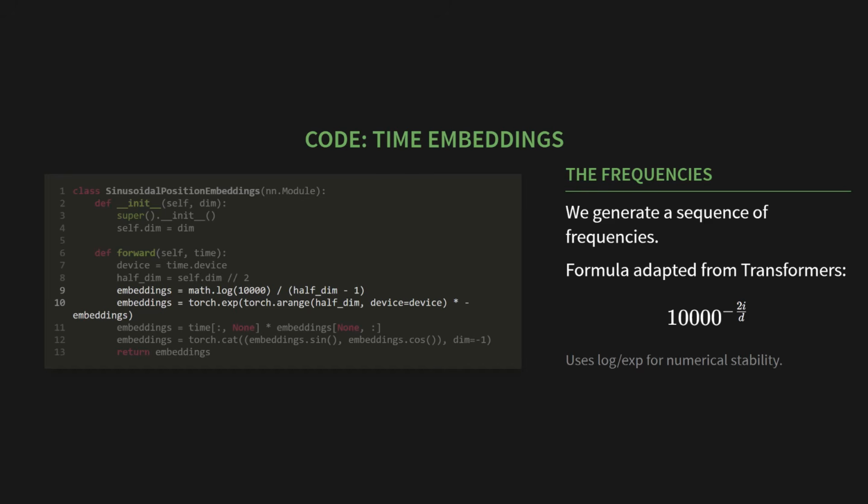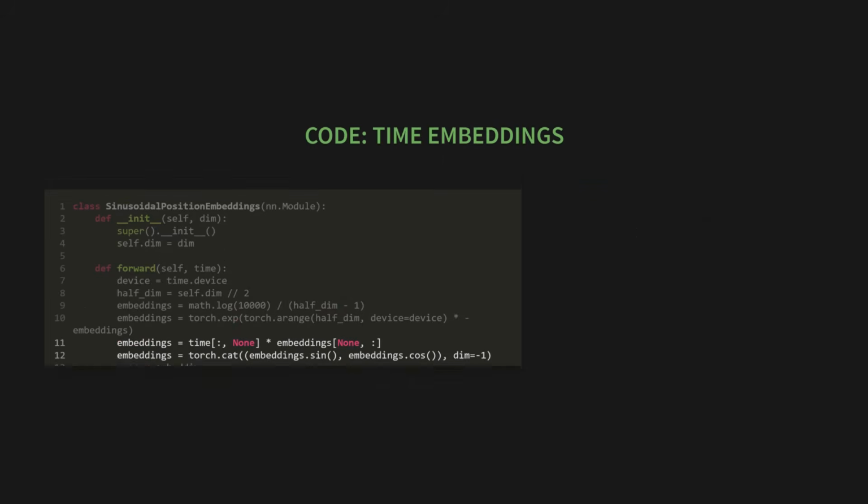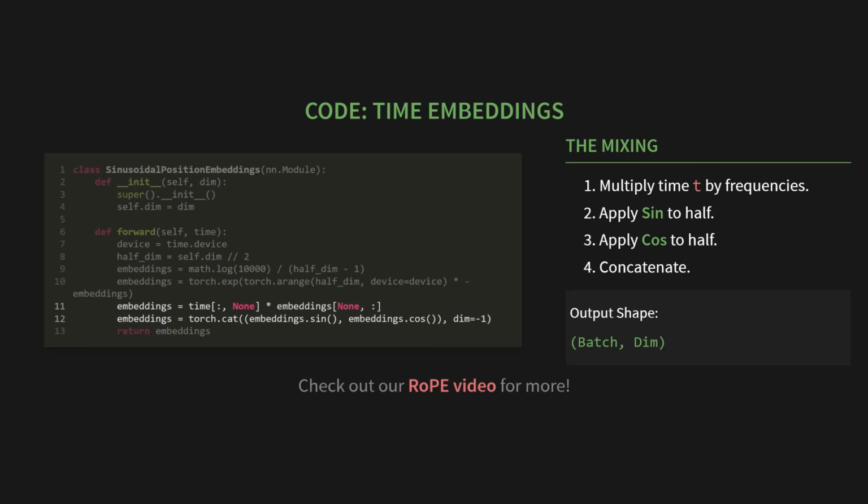I won't read out the math, but just know that it uses a log and an exponent to create a smooth, geometrically spaced sequence of frequencies. This is just for numerical stability. Now for the mixing part. Once we have our frequencies, the process is simple.